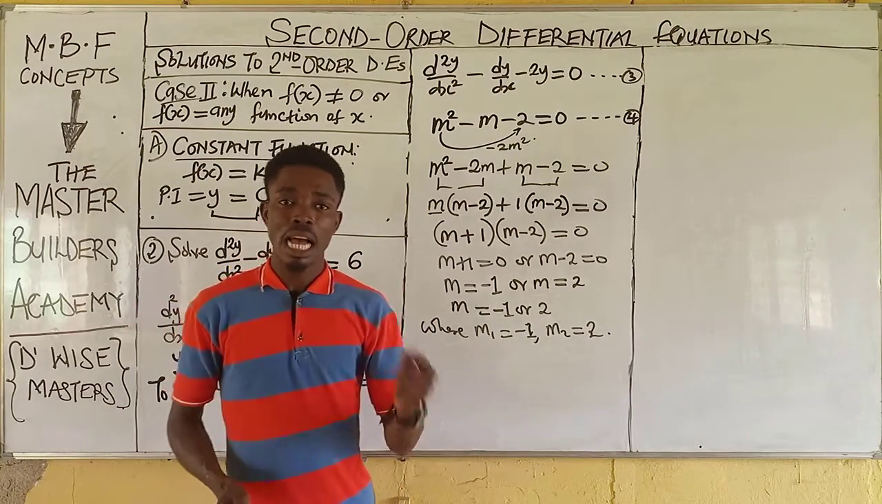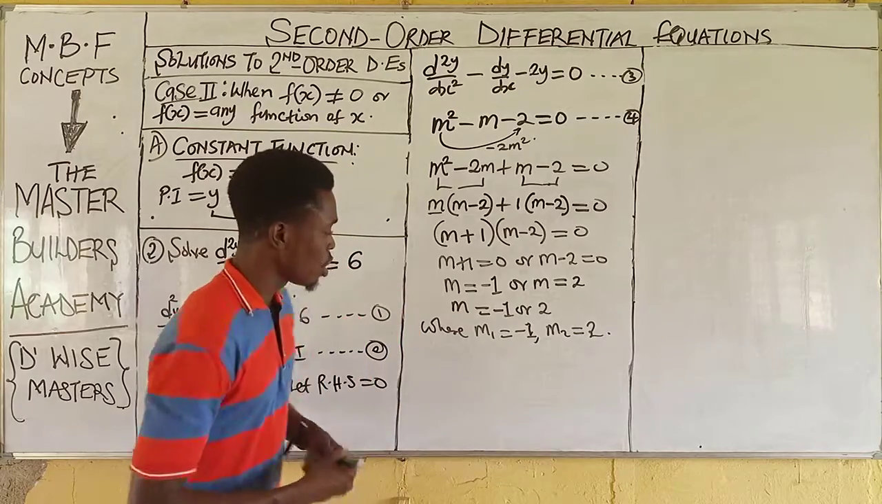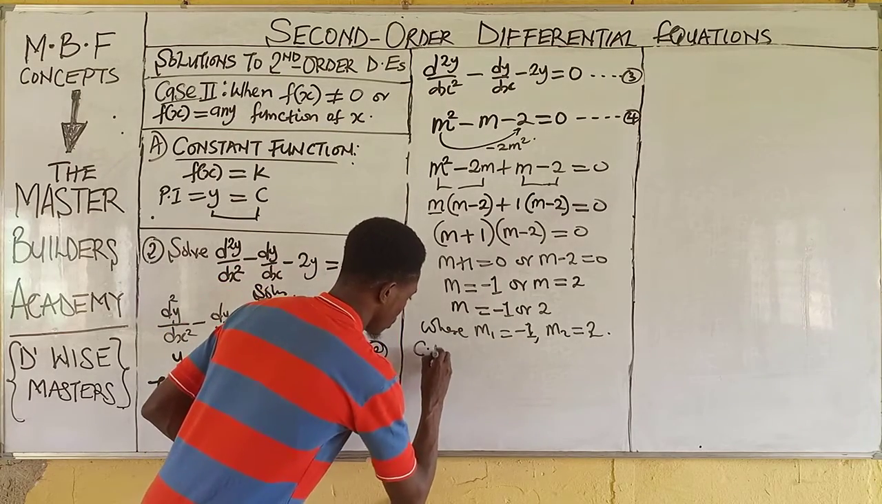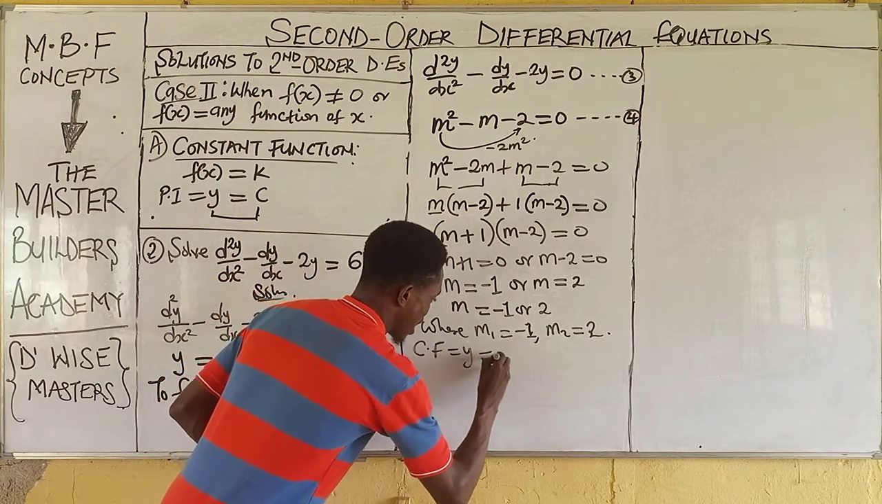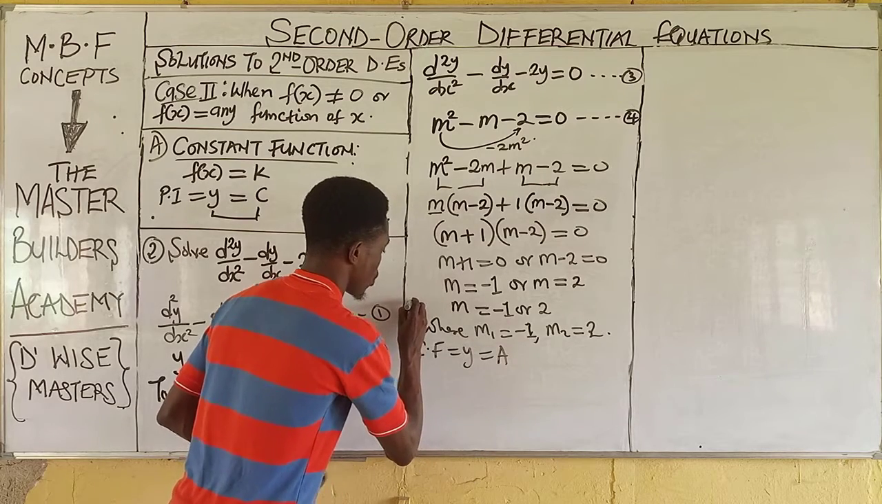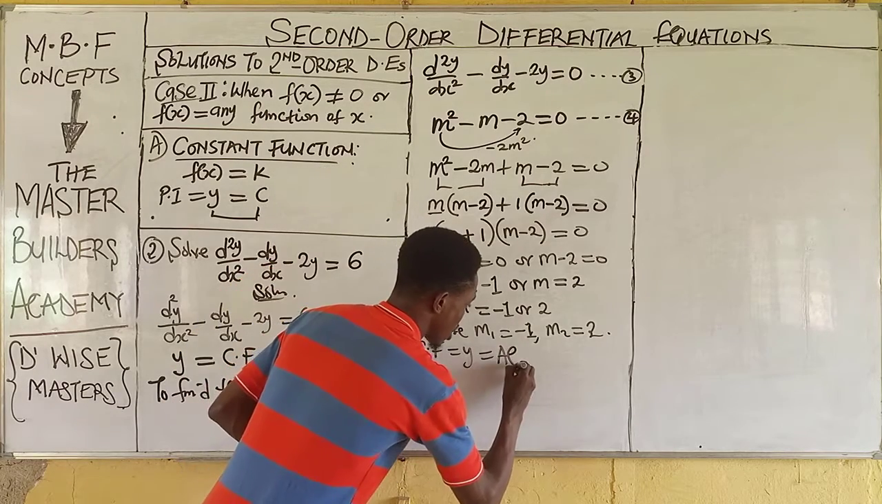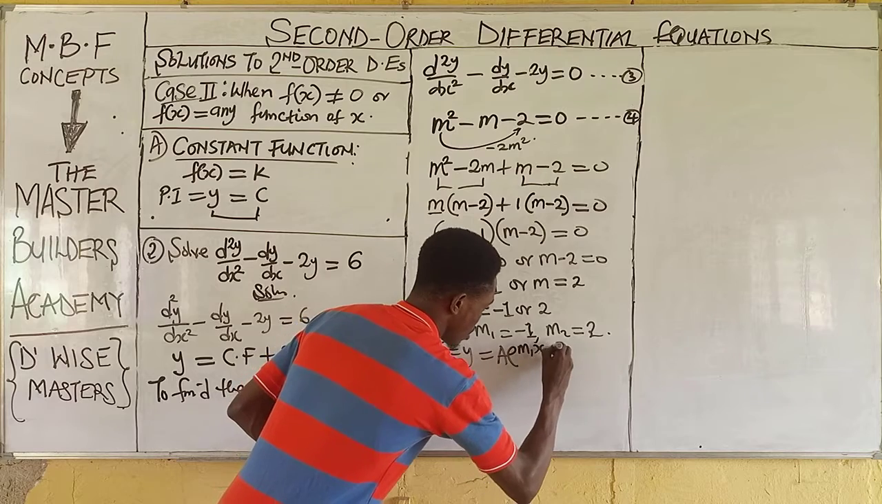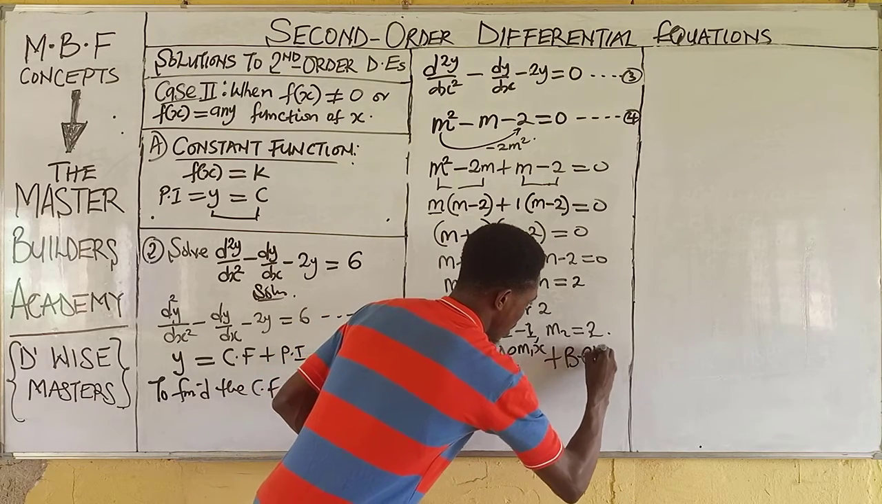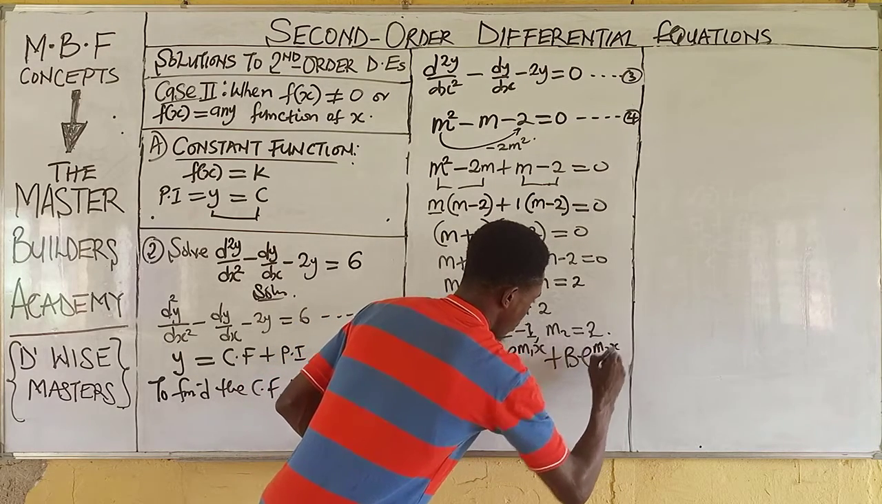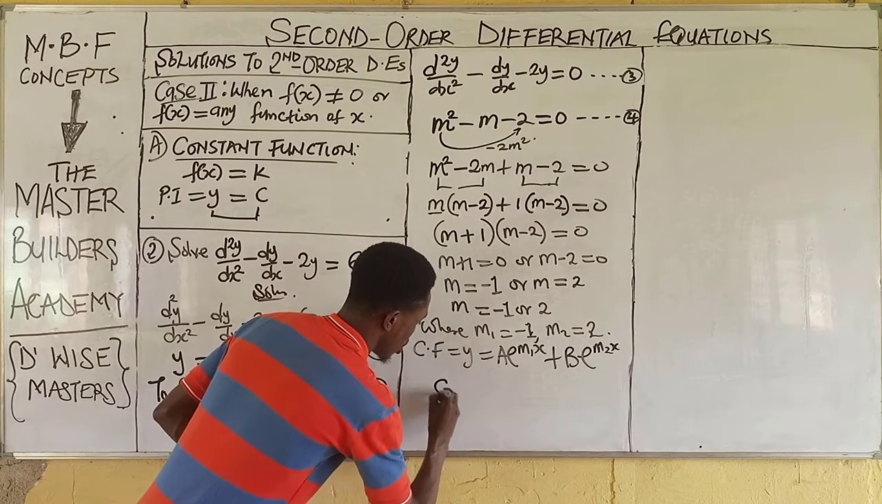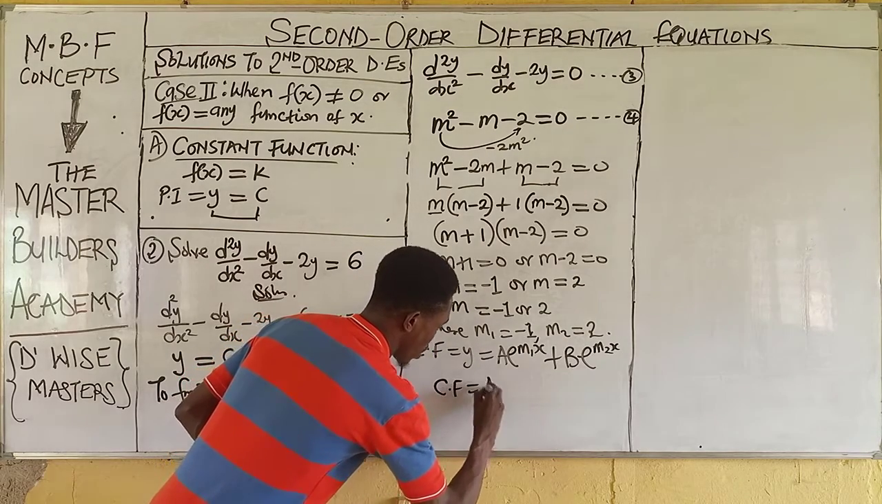You make use of real and different roots. And what's that equation? You recall that your complementary function is equal to y equals a e^(m1 x) plus b e^(m2 x). Now from here we have that the complementary function is equal to a.